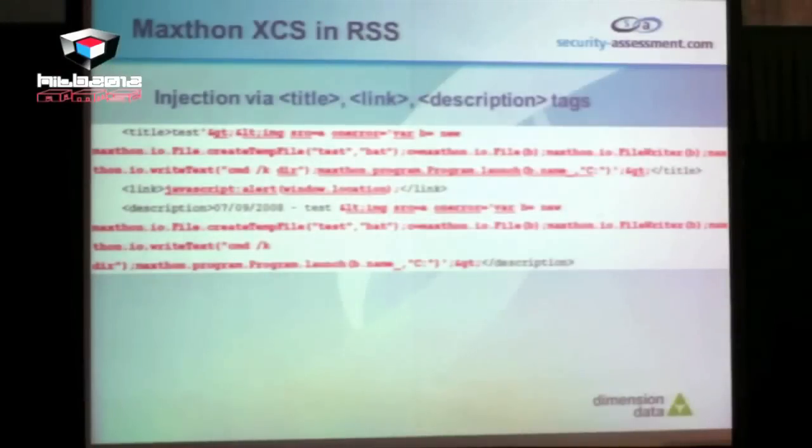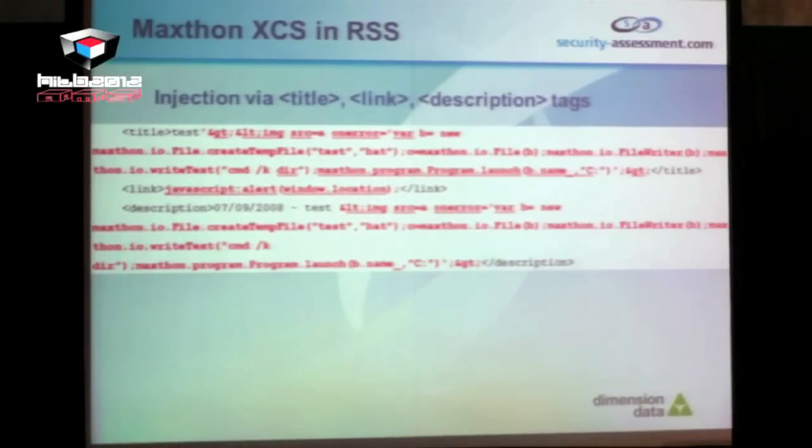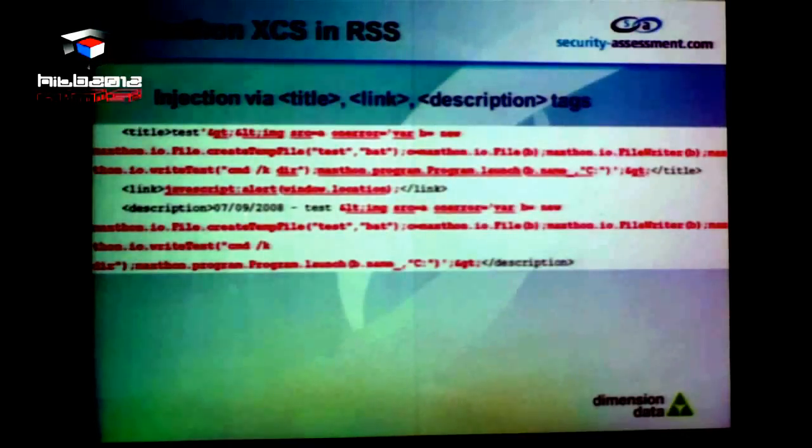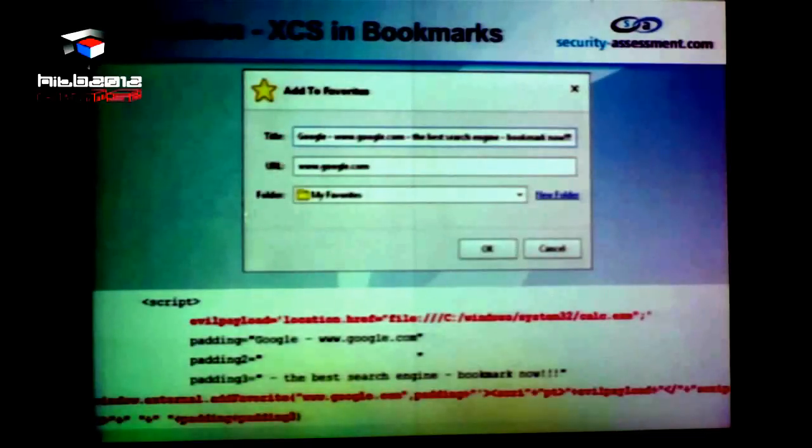Then another way, the second 0 day, is through RSS. The injection is possible in the title, link, and description tag. And in Maxcom, you can preview RSS, or you can subscribe. So both components are vulnerable to the same bug.